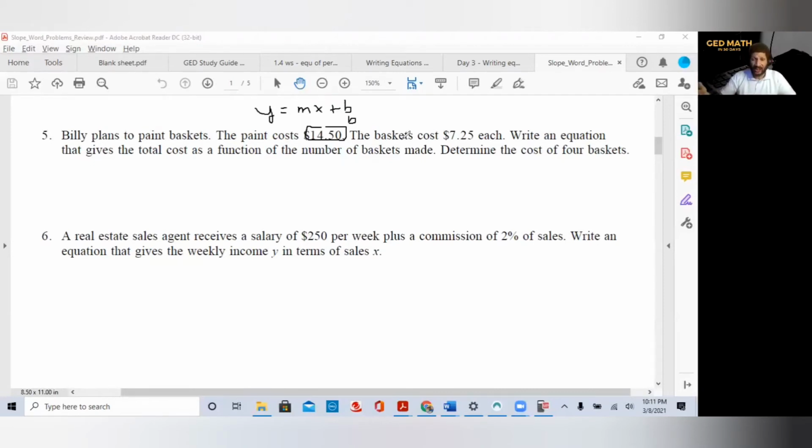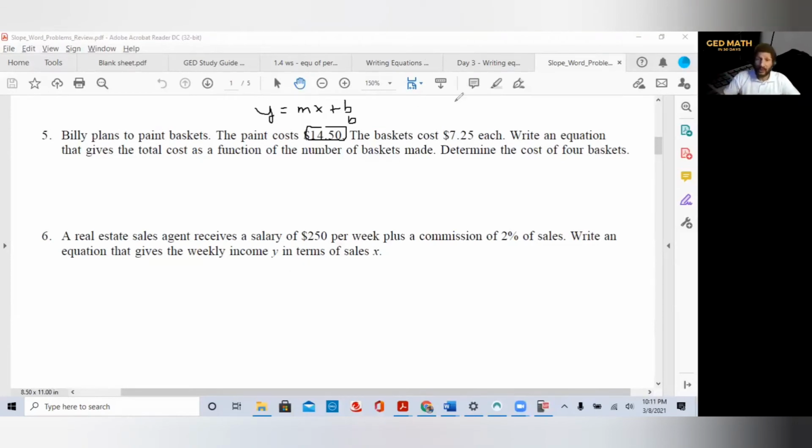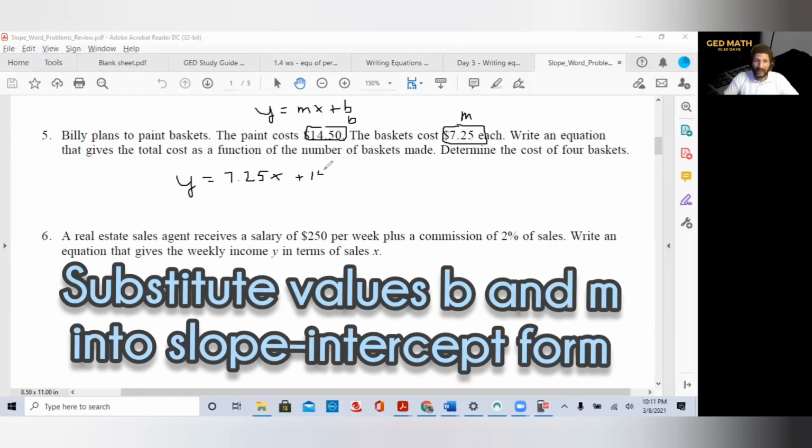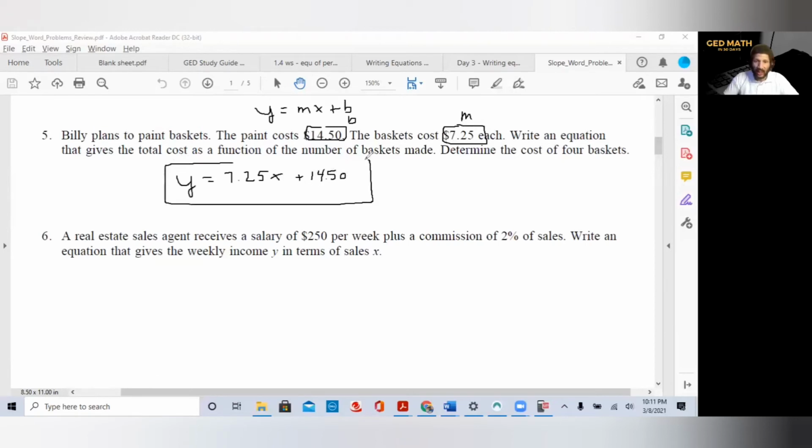That can change. So 7.25 times one if you're making one basket. 7.25 times two, you're making two baskets. So therefore, this is your slope. So your equation will be Y equals 7.25X plus 14.50. Just because we don't have whole numbers doesn't mean you can't create a linear equation. Y equals 7.25X plus 14.50.